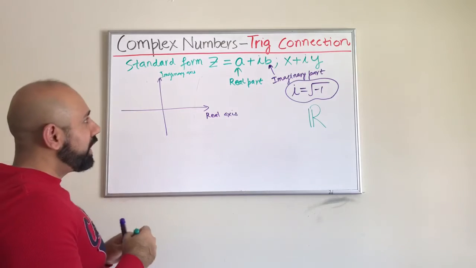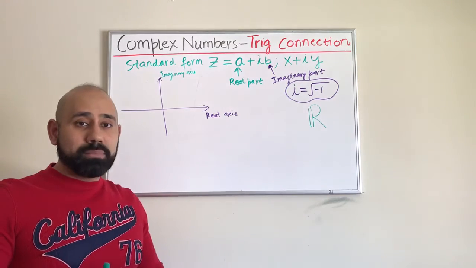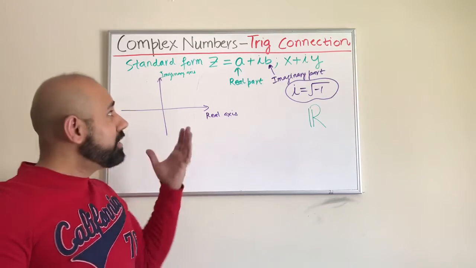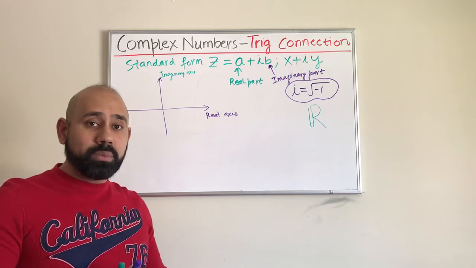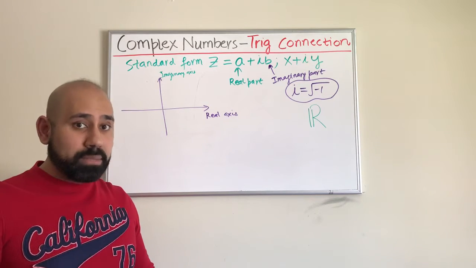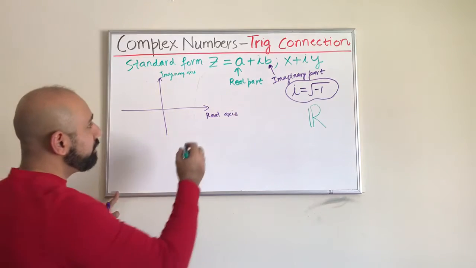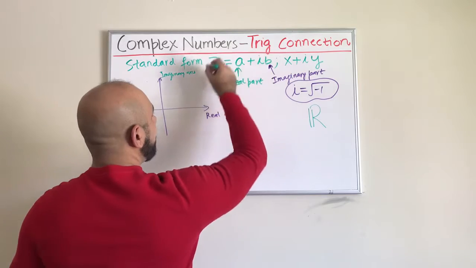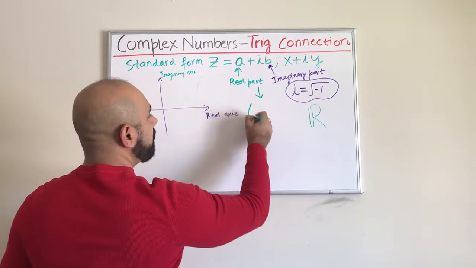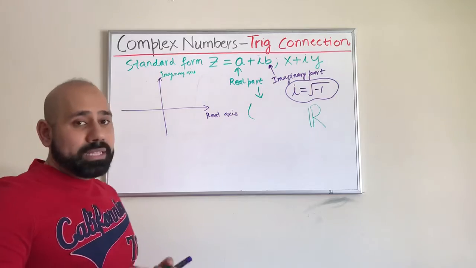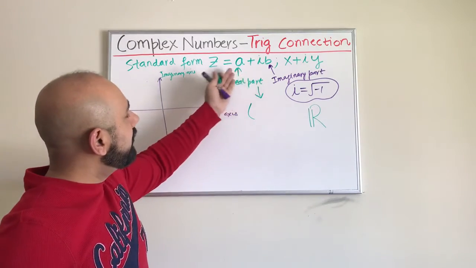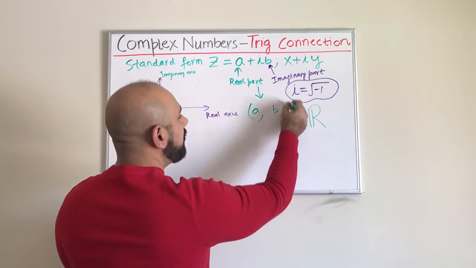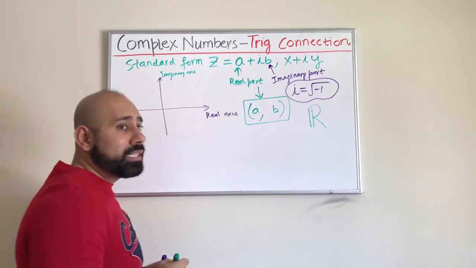It is very important for us to visualize or graph these complex numbers, because that is how we can understand the connection between complex numbers and trig functions. That's why I'm introducing the graphs of complex numbers. If I have to graph a complex number given in standard form, we identify the real part and the imaginary part. For example, if I have this complex number, the real part is a and the imaginary part is b. We write this down as a coordinate pair.